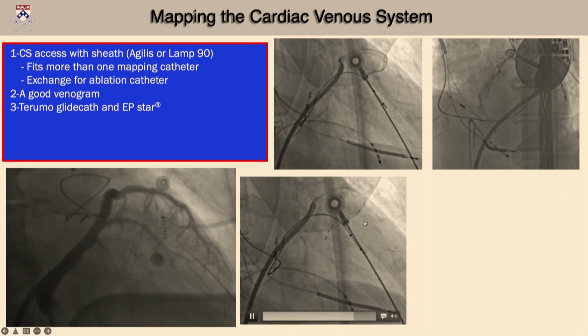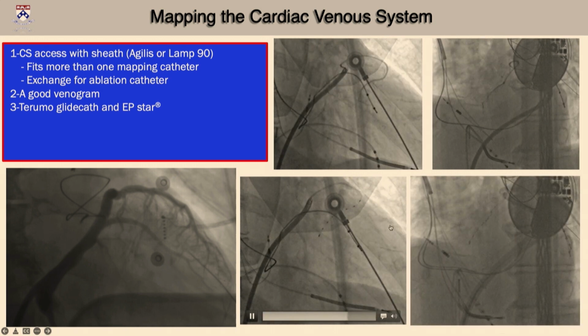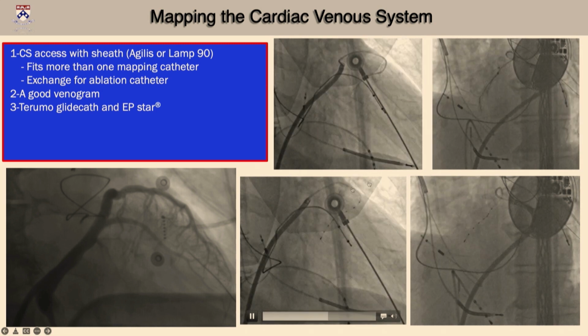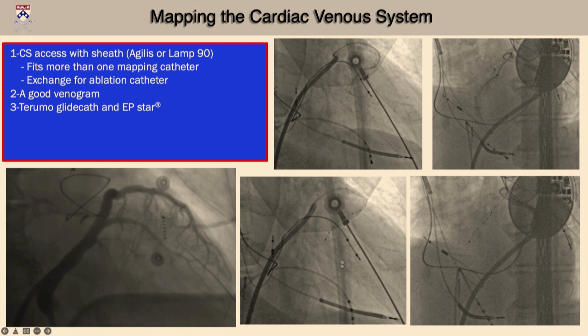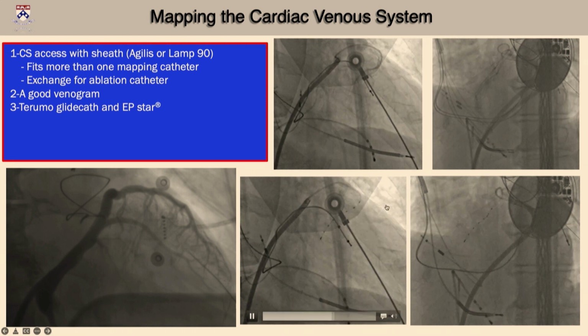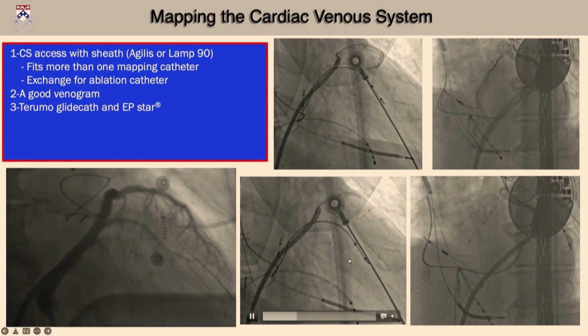You can use any wire connected in a unipolar way. And then we've been using lately this Japanese company's catheter, distributed in the US by Baylis. It's an octapolar 2 French catheter called the EP Star. You cannot place this catheter on its own. You need to selectively cannulate.